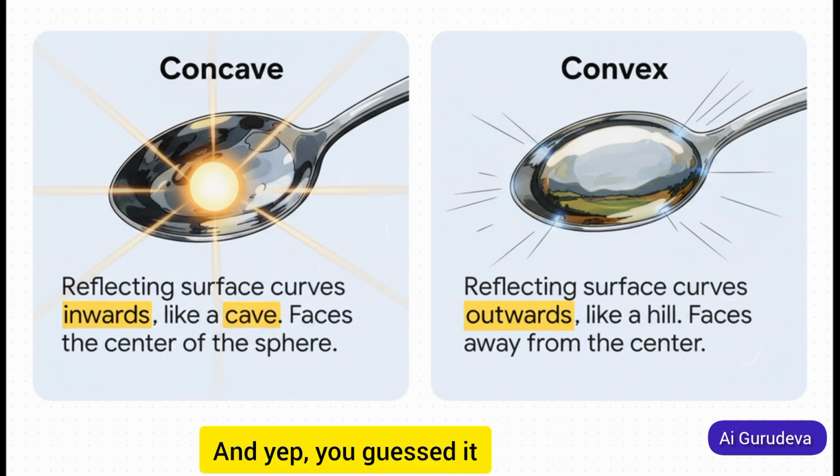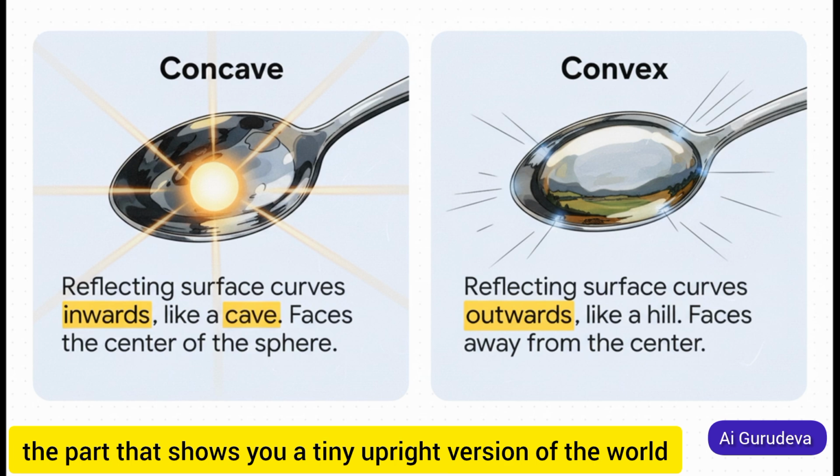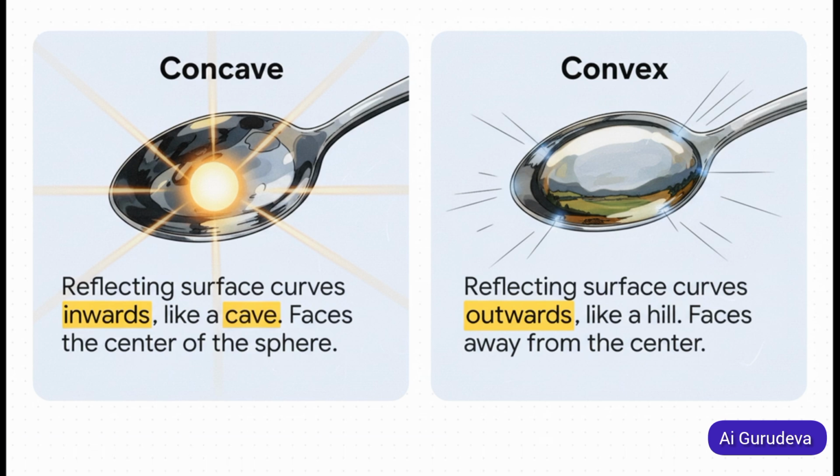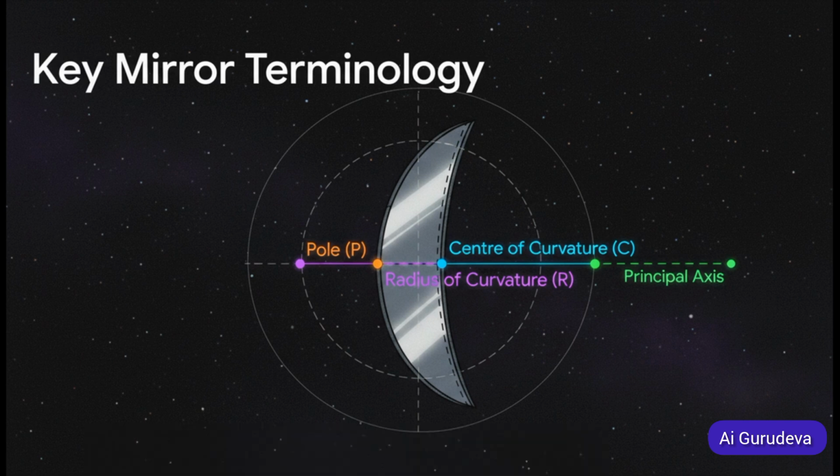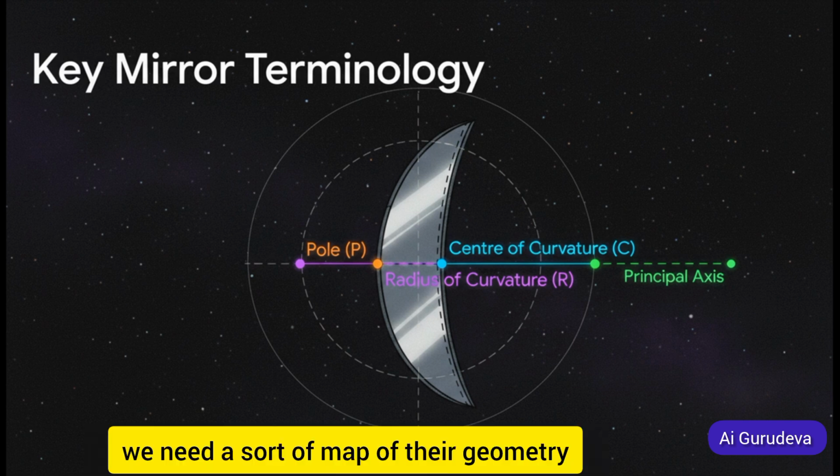And yep, you guessed it, that's the back of your spoon, the part that shows you a tiny upright version of the world. Okay, to really predict what these mirrors are going to do with light, we need a sort of map of their geometry.